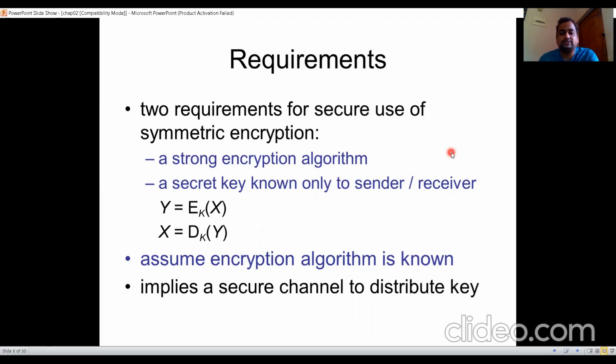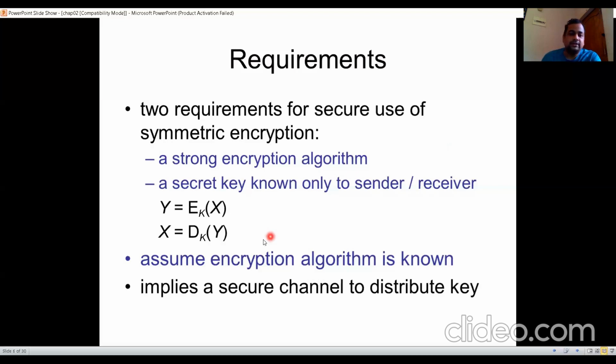So for any symmetric encryption, there are two basic requirements. One is a strong encryption algorithm. Another is a secret key, which is to be shared between sender and receiver. So, two basic requirements for symmetric encryption: one is the encryption algorithm, and the second is a secret key, which is to be shared by the sender and receiver.